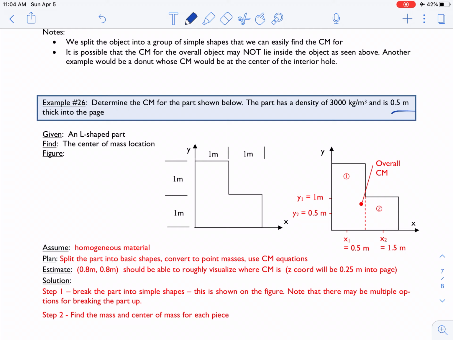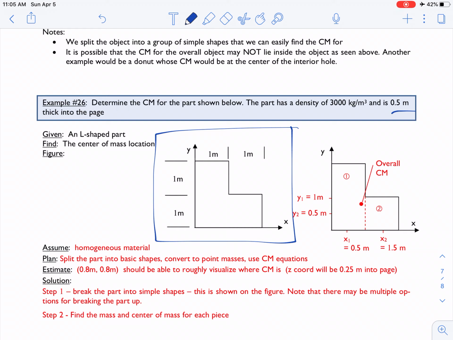So what is given? An L-shaped part, and we are trying to find the center of mass location. And here's the figure. So this is what we are given for now. And what do we assume? We assume it's homogeneous material. That means the density everywhere is the same.